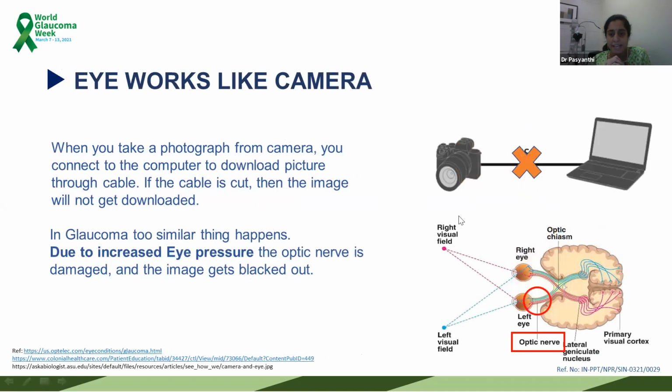To understand this easily, in previous days, when you took a photograph from a camera, we needed a computer so that we could see the photograph on it. But how do we connect the camera to the computer? We need a cable. Of course, now we have Bluetooth and Wi-Fi to transfer photographs from the camera to the laptop, but we do not have Wi-Fi or Bluetooth for the eye. So you always need a cable from the eye to the brain. This cable is nothing but the optic nerve. It sends the signals from the eye to the brain. So when there is an increase in pressure, this optic nerve, the cable, is damaged and the image gets blacked out.